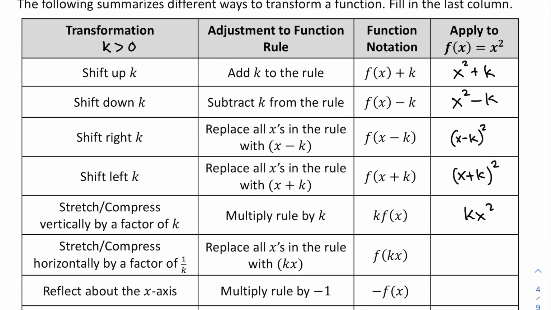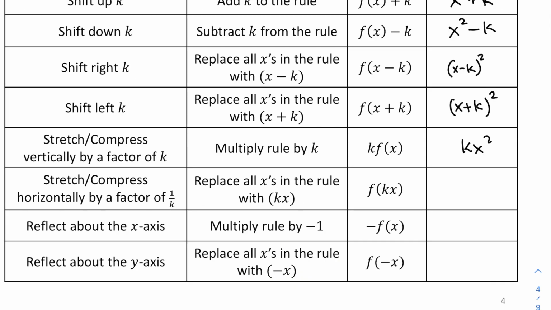Now, if you want to stretch or compress horizontally by a factor of, notice I'm doing the reciprocal of k this time, 1 over k, then you replace all the x's in the rule with kx. So replace all the x's with kx will be a compression by 1 over k or stretching by 1 over k, depending on what k is. Because k is general here, k might be a fraction to begin with. So if this k right here is a half, then 1 over a half, this will be a 2, and this will become a stretch. But if this k is more than 1, like 3, then 1 over k will be a third, and that's going to correspond to a compression.